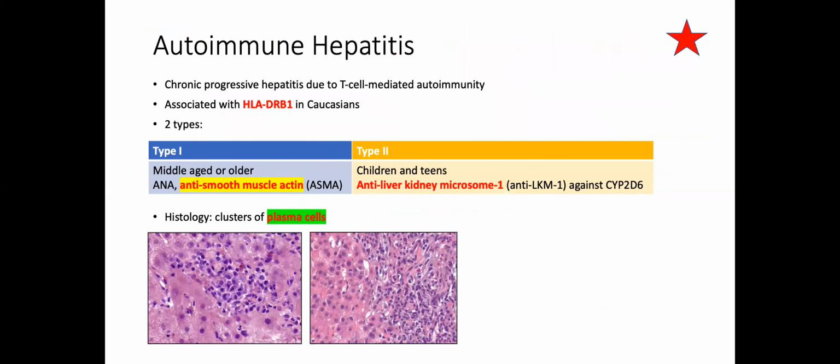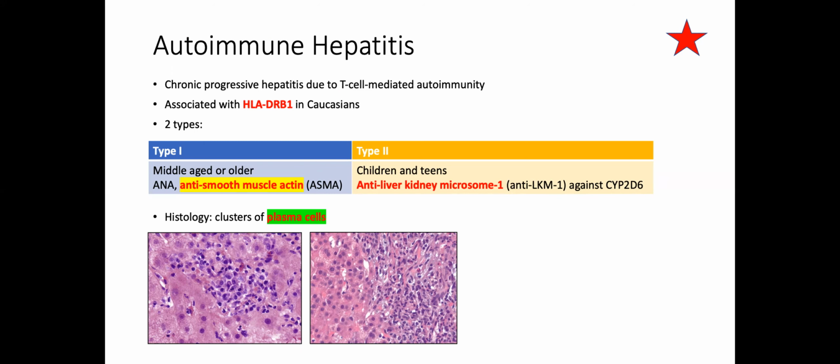Autoimmune hepatitis is going to be a chronic hepatitis due to a T cell mediated autoimmunity. There's going to be a type 1 and type 2. It's associated with HLA-DRB1 in Caucasians. So usually if they're middle-aged or older, they're going to have a positive ASMA, which stands for anti-smooth muscle actin. So old person, type 1, anti-smooth muscle actin. And they'll also have a positive ANA.